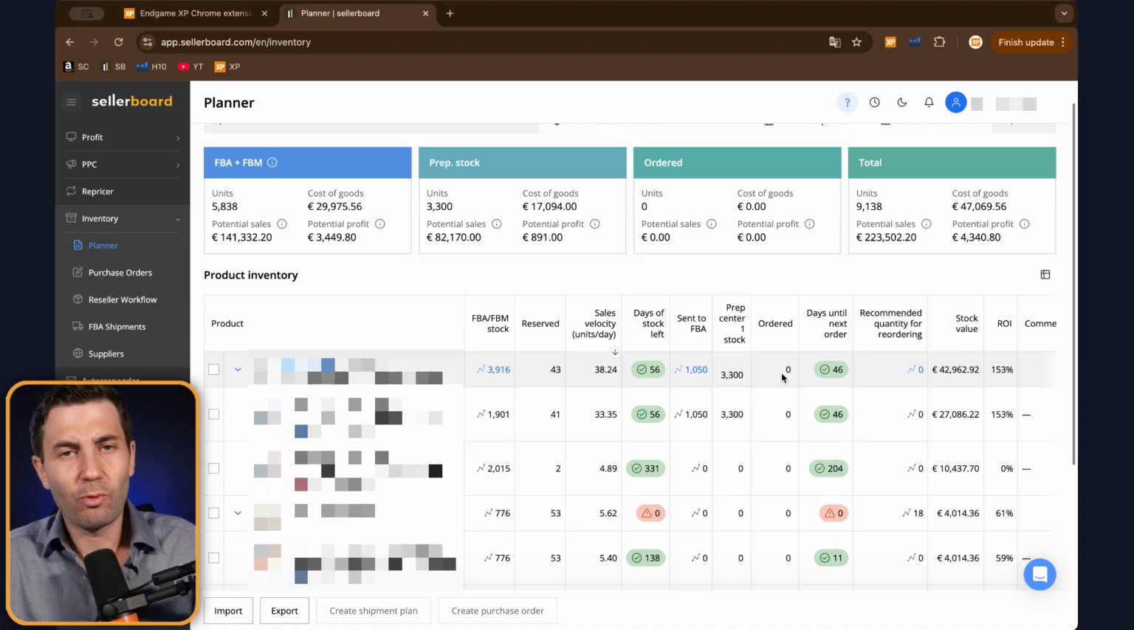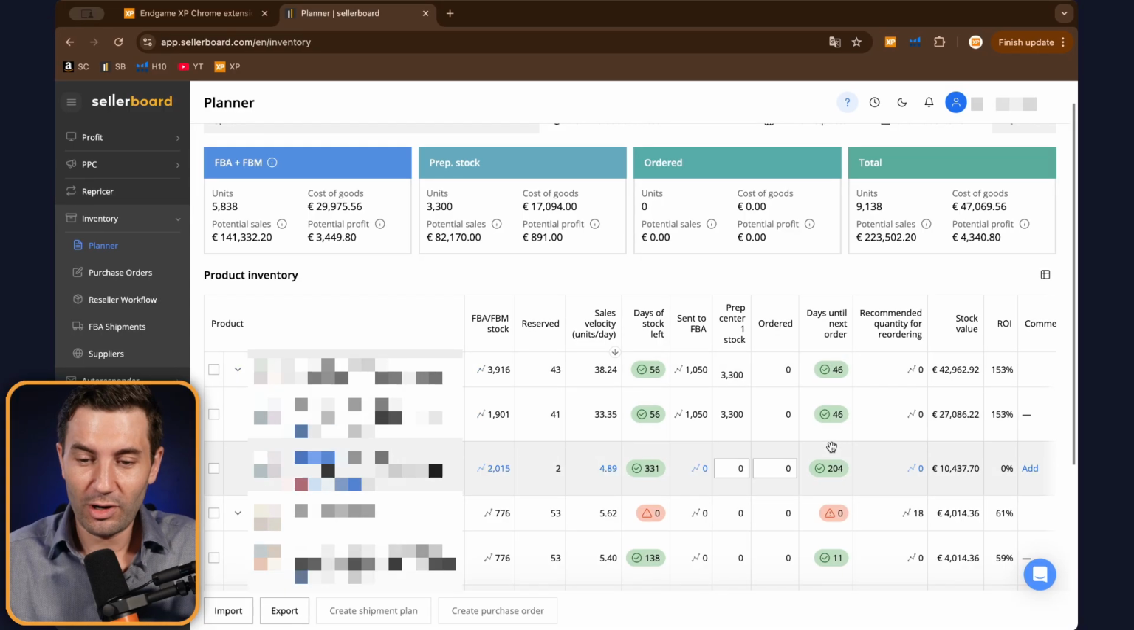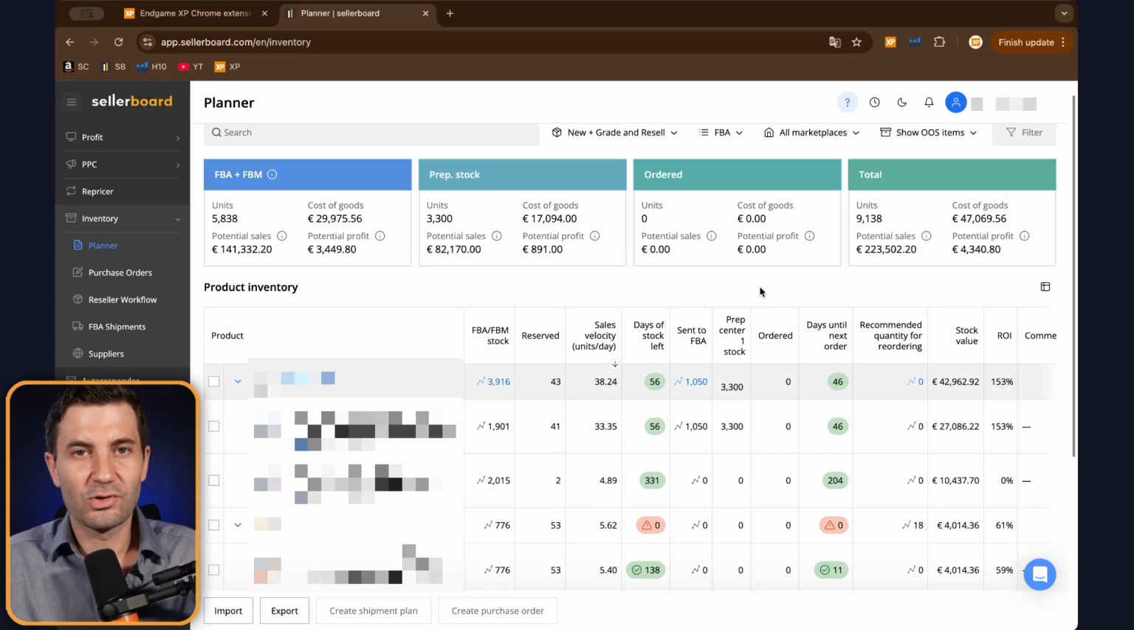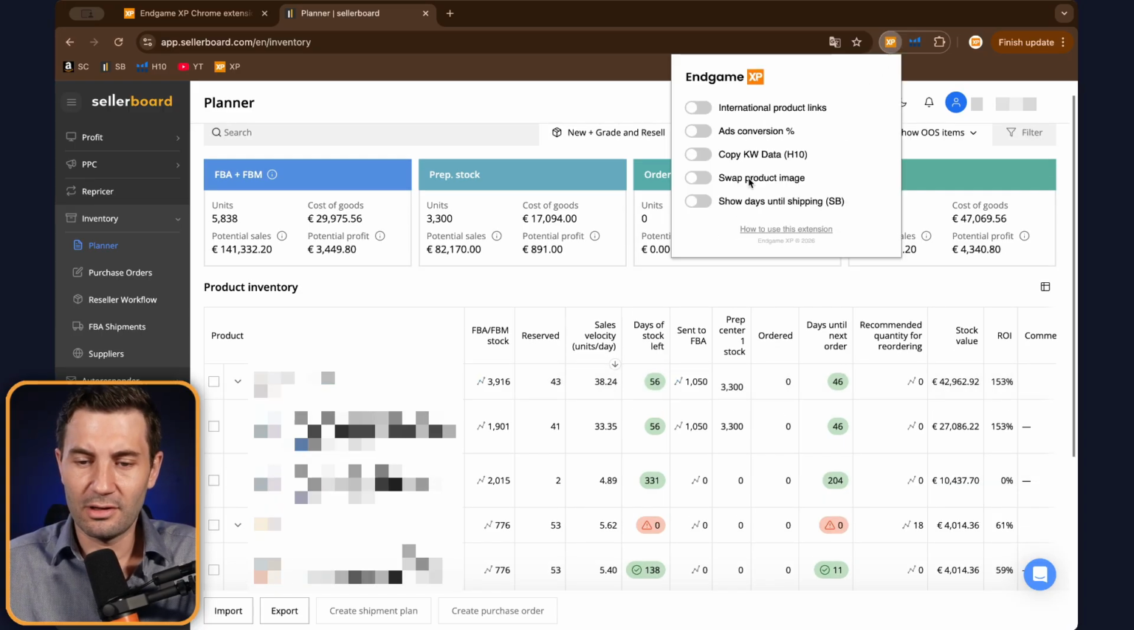So there is one column that was missing, which is, as I said, the amount of days that you need to wait until shipping your product, because this column right here, days until next order, only includes the shipping time and the lead time, the production of your product. You cannot take off the lead time. So that is why I developed this feature in the Endgame XP Chrome extension called Show Days Until Shipping.